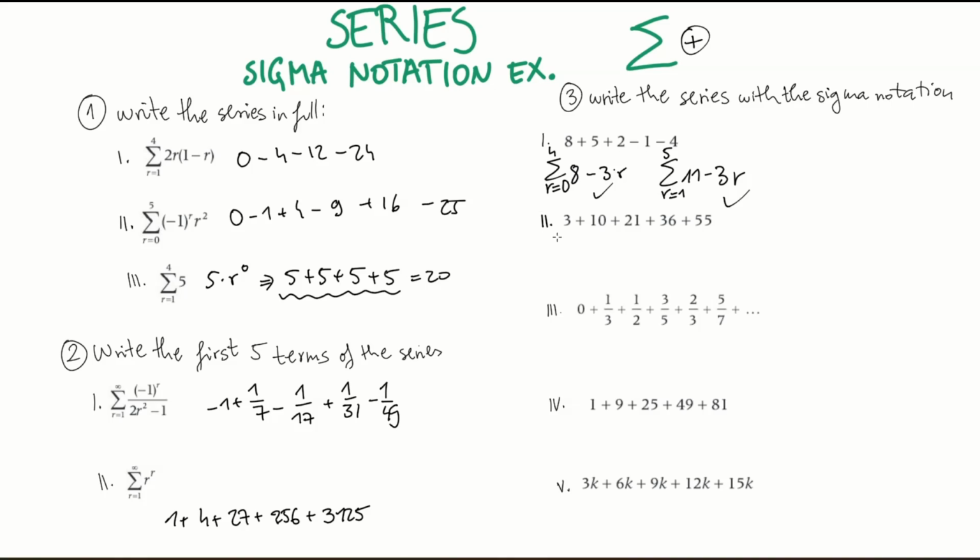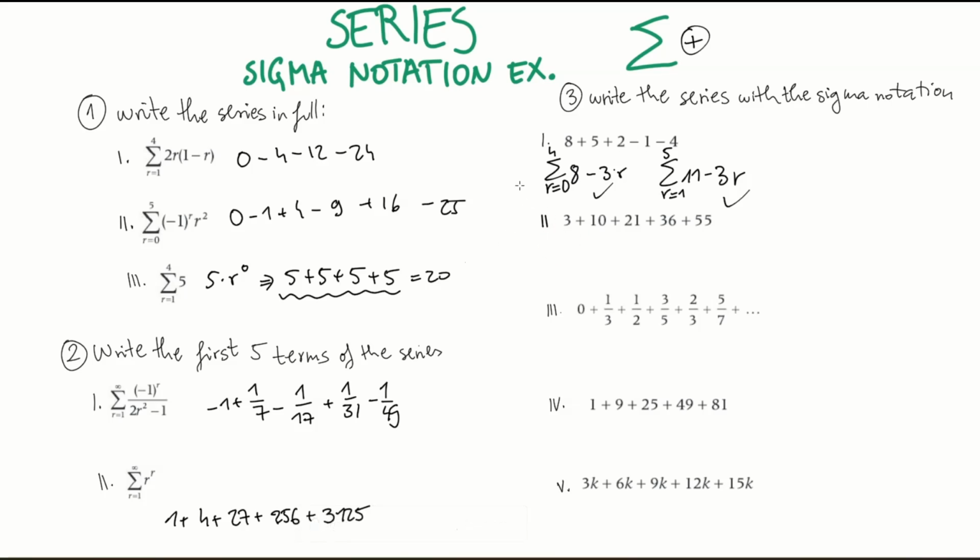Now we will solve the second example, and we can see something. The difference between the terms is not constant. So the first one goes up by 7, then by 11, then by 15, and then by 19. Well, we won't be able to just write one number for the difference because it's not constant. We can see something.